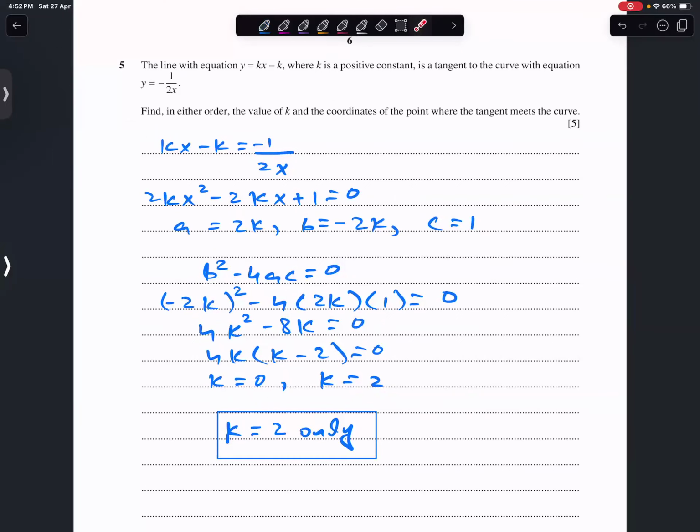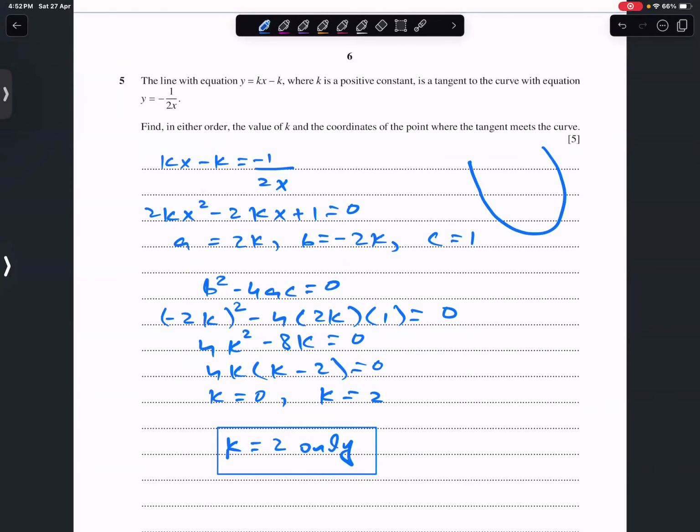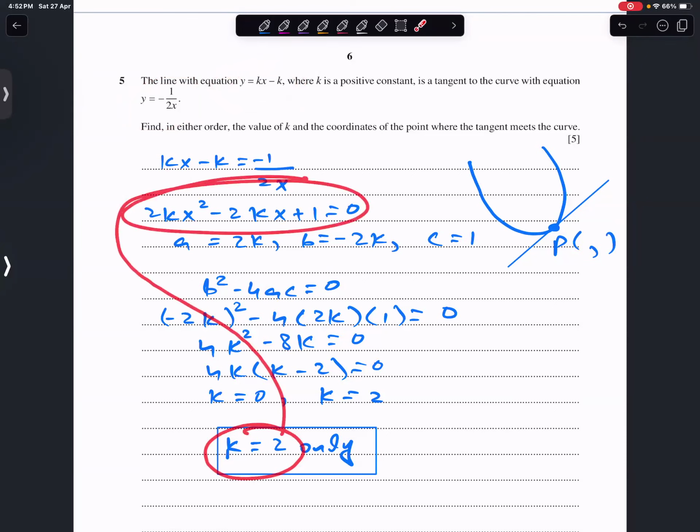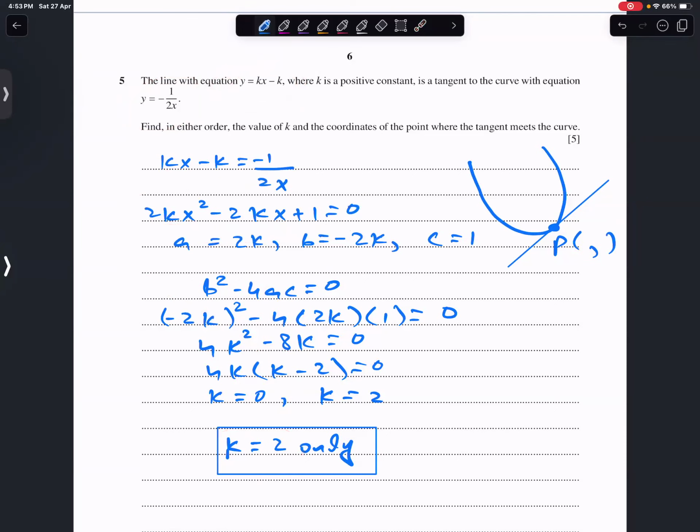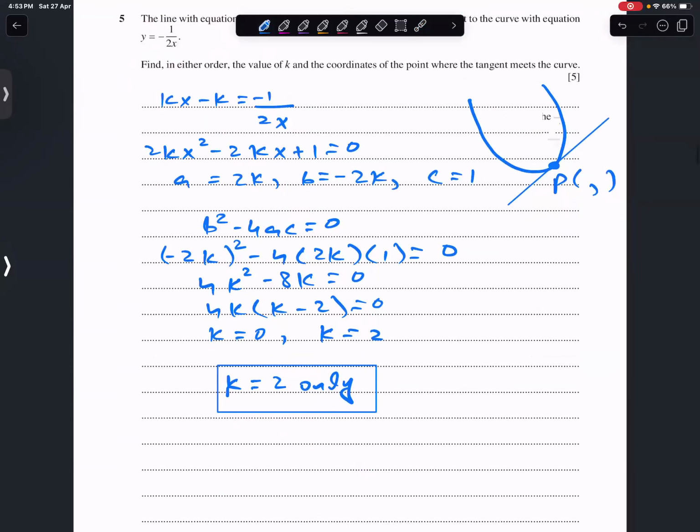Next, they are saying to find, in either order, the value of k and the coordinates of the point where the tangent meets the curve. Students, you should draw the curve. So you need to find this coordinate as well. Let's put this value of k here and solve this line with this curve again. It's better to put this value here because this is actually a simultaneous equation. So let's put this value of k in the above equation.